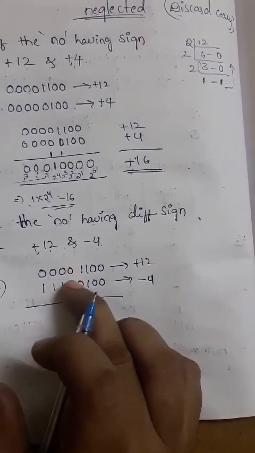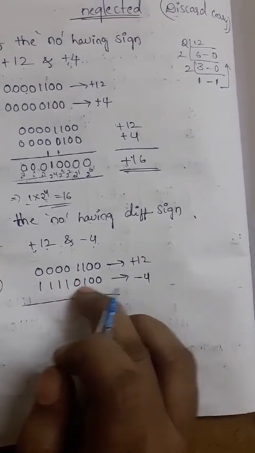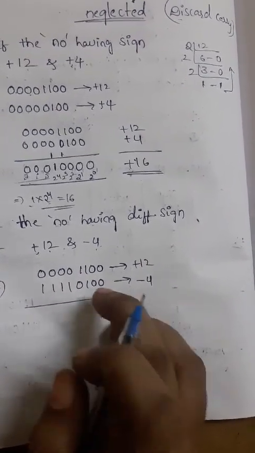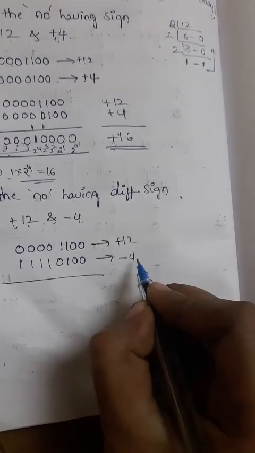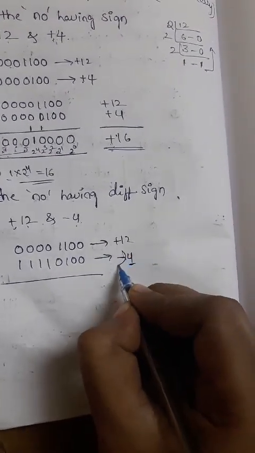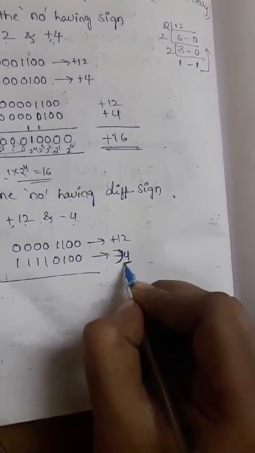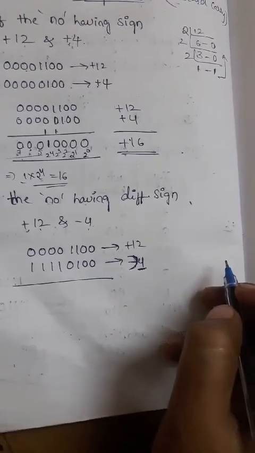But except the sign bit, whatever decimal number we have will be converted into the 2's complement. So here, except the sign bit, meaning except the minus, we need to convert this 4 into 2's complement.